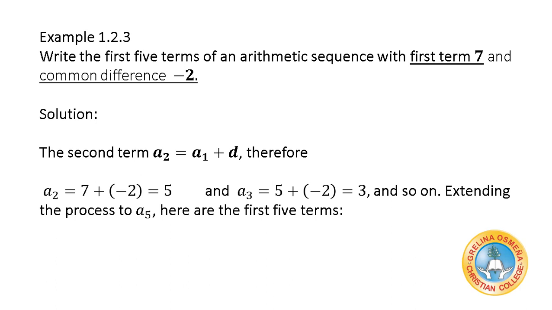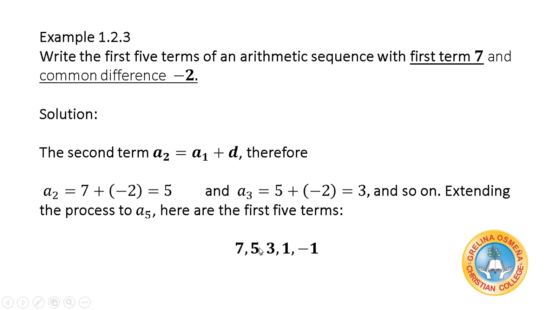So, the answer would be positive 1. Extending the process to a sub 5, here are the 5 terms: 7, the first term; 5, the second term; 3, the third term; 1, the fourth term; and the fifth term is negative 1. So let's try to check if the difference is negative 2. Is negative 2 correct?